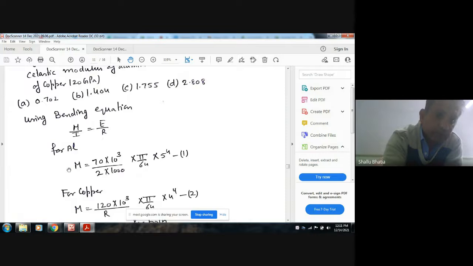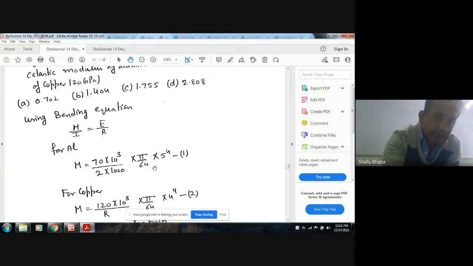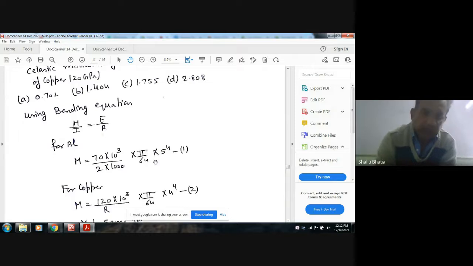So this is the bending moment required to convert the rod into a ring, with the ring radius as 2 m and the rod radius as 2.5 mm, or diameter as 5 mm. This is the moment required.